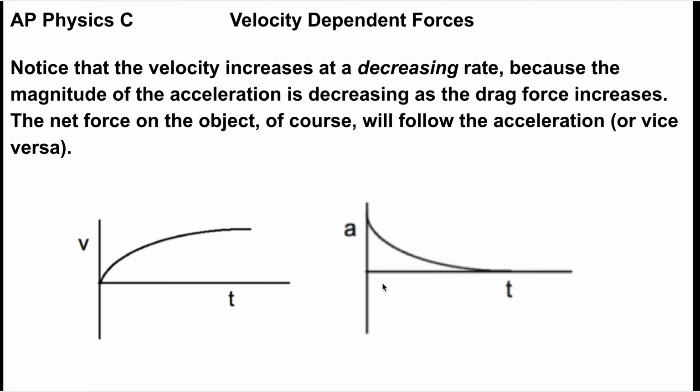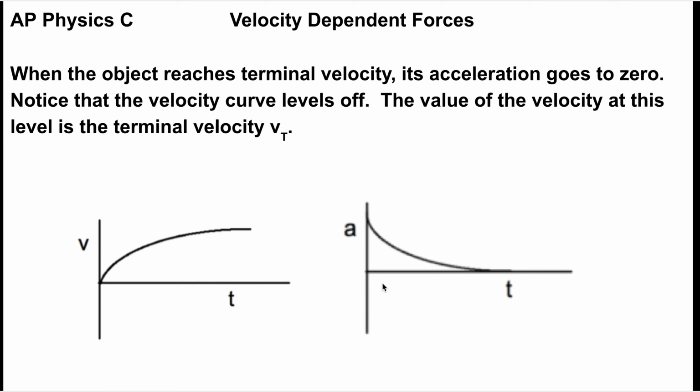As the drag force increases and approaches mg, the net force will approach zero, and so will the acceleration. So you can see here that when the object reaches terminal velocity, the acceleration goes to zero, and the velocity curve will level off. The value of the velocity at this level here, where it flattens out, is the terminal velocity v sub t.